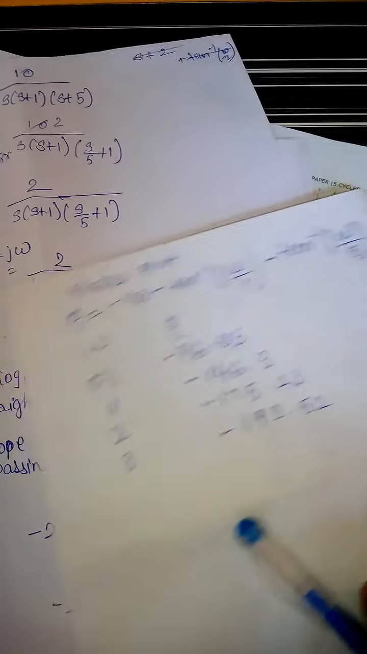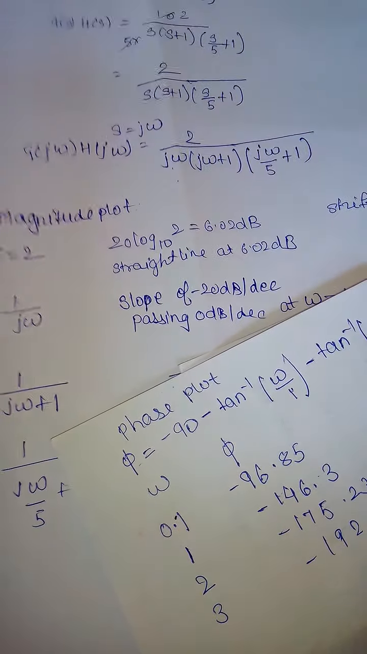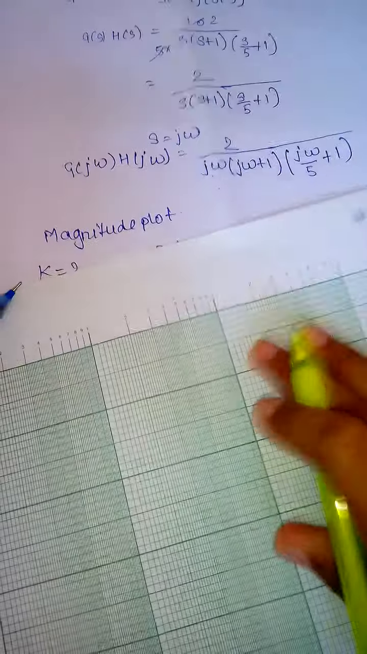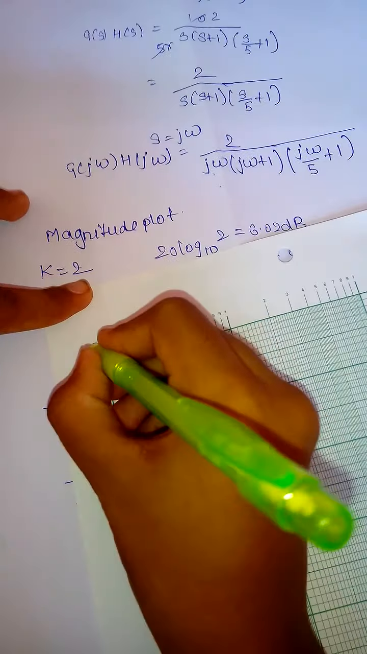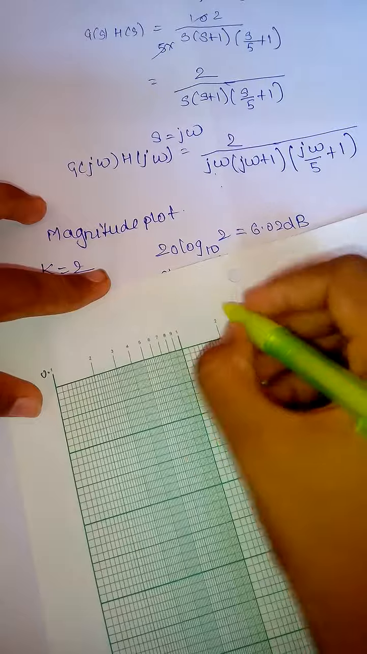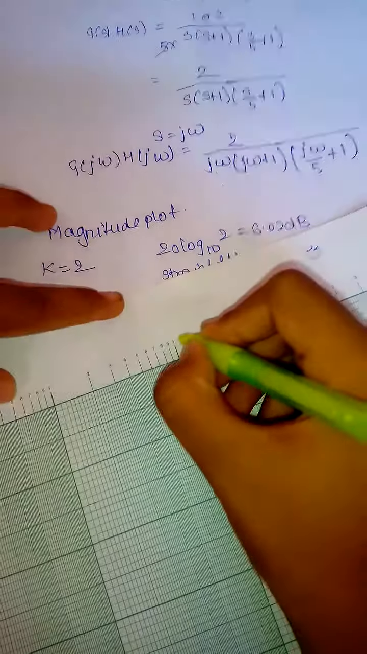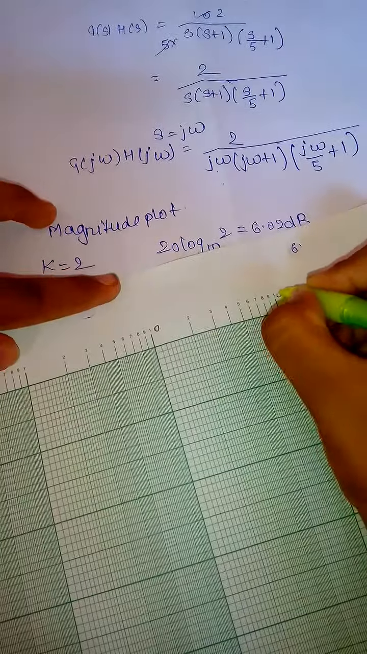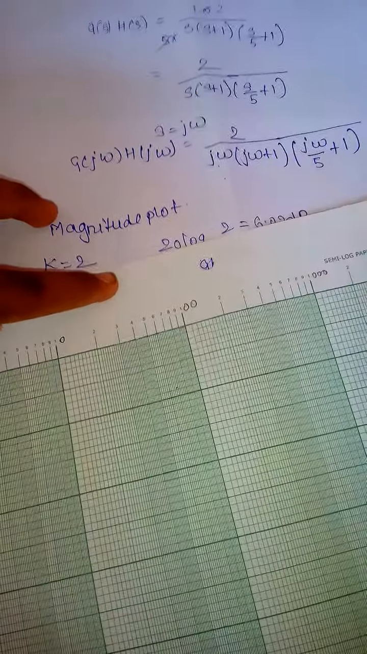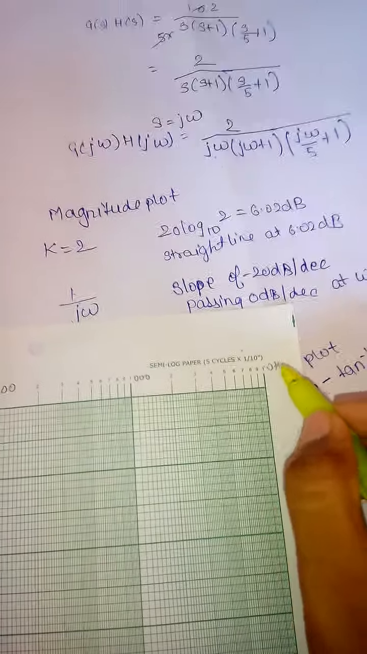Now using this magnitude plot table and phase plot table, we have to sketch the Bode plot on the semi-log paper. Now here, make it as 0.1. Then this would be 1, this would be 10, 100, 1000, and this is 10,000.